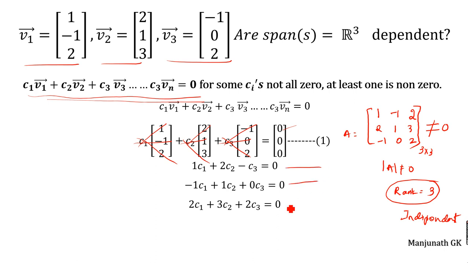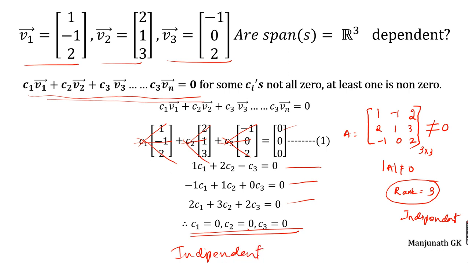Solve all these three equations using a calculator. Then we will get c1 equals 0, c2 equals 0, c3 equals 0. If this is the case, they are independent. If you put all c1, c2, c3 values, the result is 0.